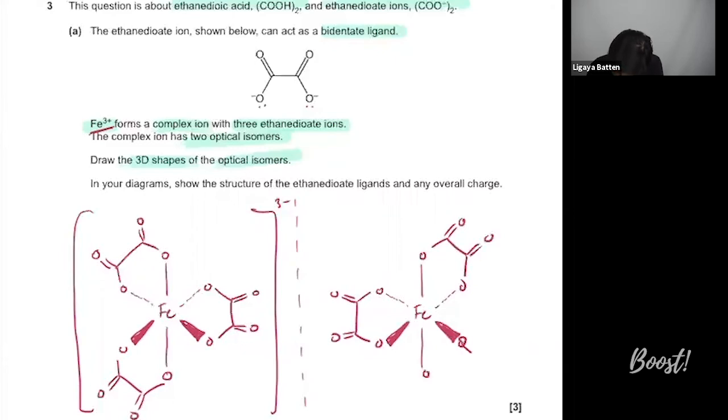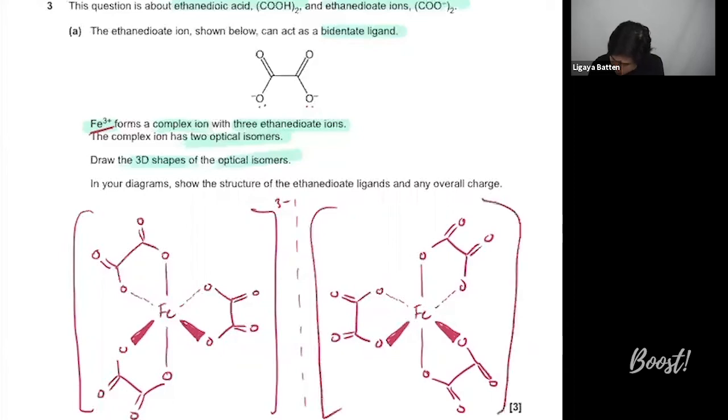Oops, O, connect them. Let me just rub that first mistake out. There we go. Double bond. Okay, and then the brackets, overall charge 3-. Okay, so you get 1 mark for each isomer, and 1 mark for showing that the charge on the overall ion is 3- as well.